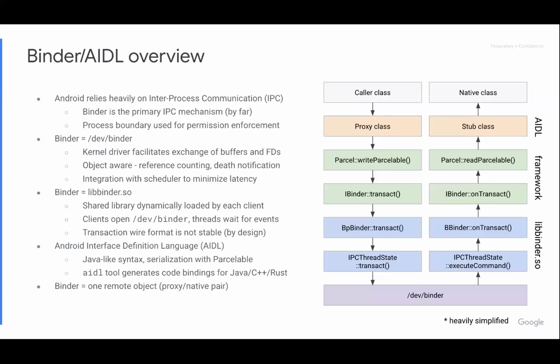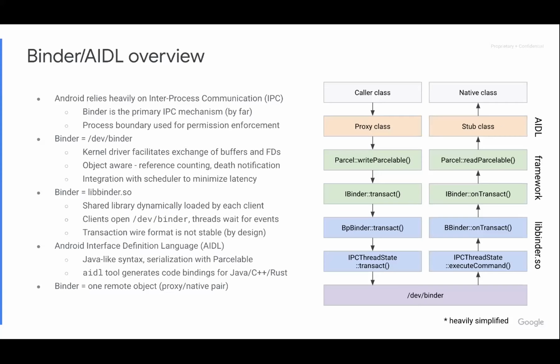And just to begin with, I'm going to give a very quick overview of what Binder and AIDL are, in case people aren't familiar. So Android relies very heavily on interprocess communication, IPC, and the main mechanism for IPC in Android is Binder. You can find instances of Unix domain sockets being used here and there, I think especially in Zygote, but by far Binder is the main mechanism for IPC. It's also where we enforce permissions, because Binder gives you methods for reliably telling who's on the other end of a communication channel.